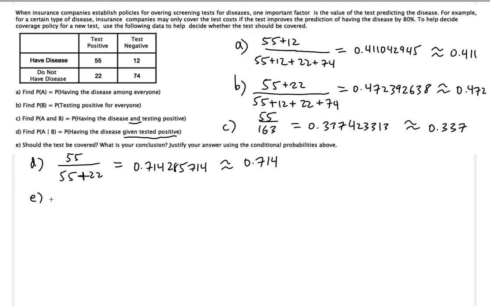Now, the last question is kind of tricky, and you should understand really what it means. It says, should the test be covered? What is your conclusion?